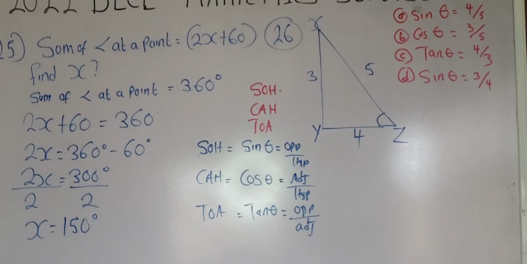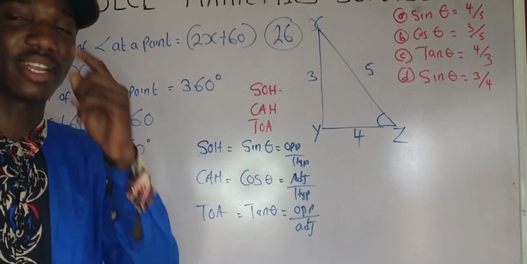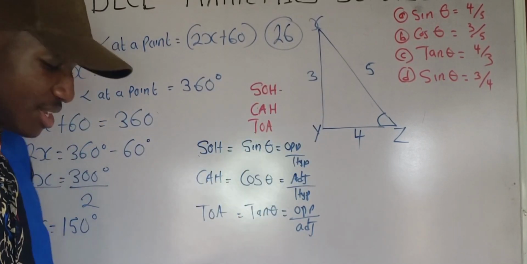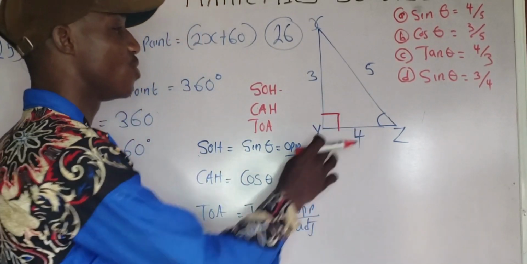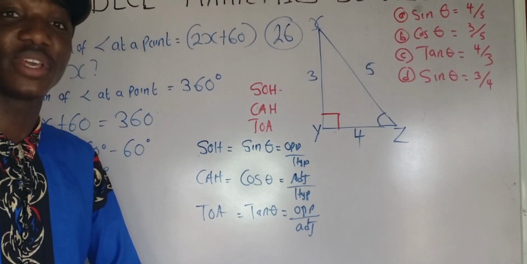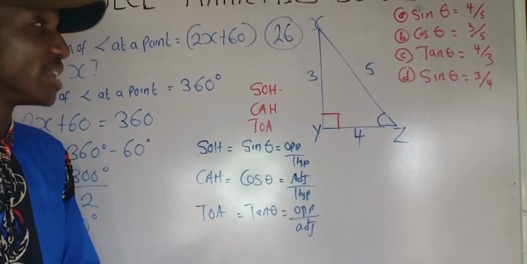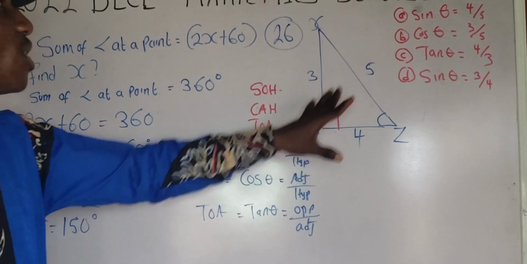Now, before that, you know that opposite, hypotenuse and adjacent are the sides of our triangle. This triangle that you see here is known as the right angle triangle. A right angle triangle is a triangle that has one of its angles equal to 90 degrees, and this is the 90 degree angle that we have in the question. Do you understand?